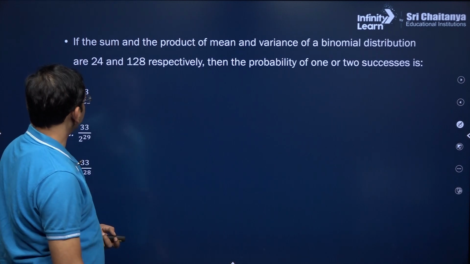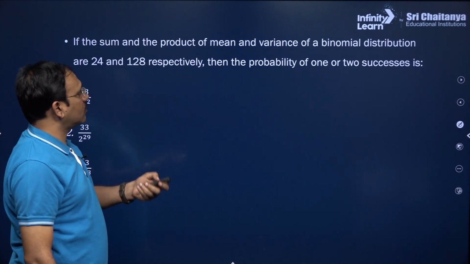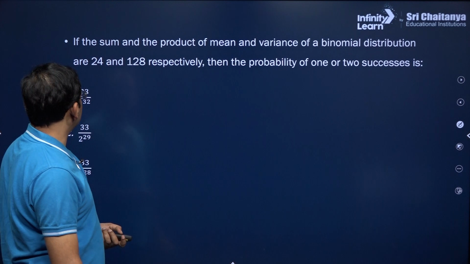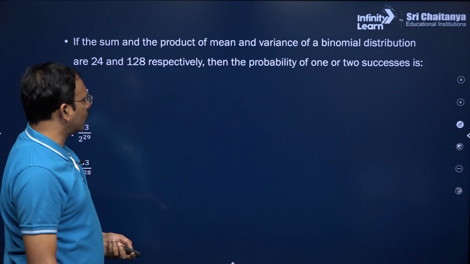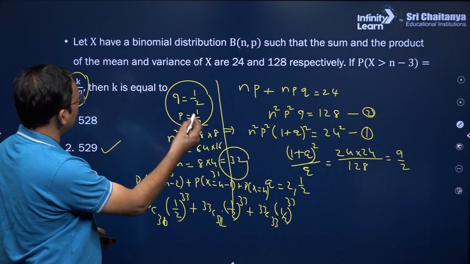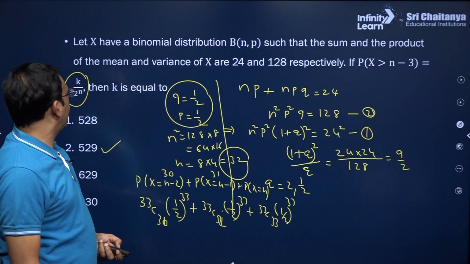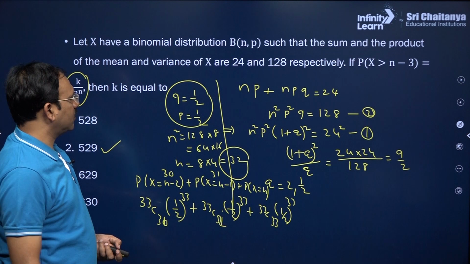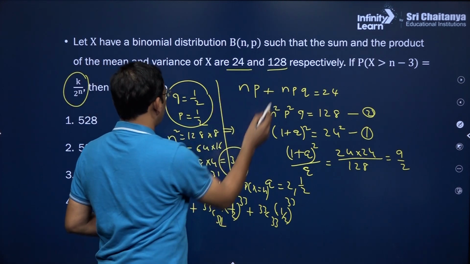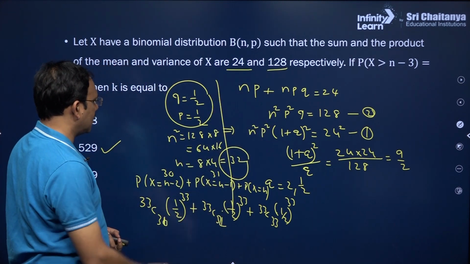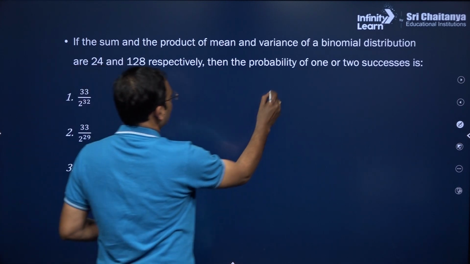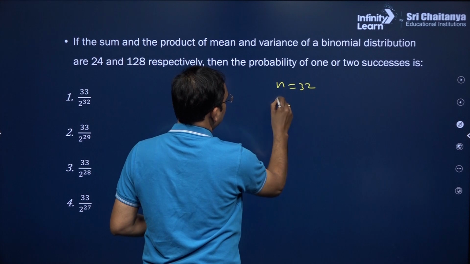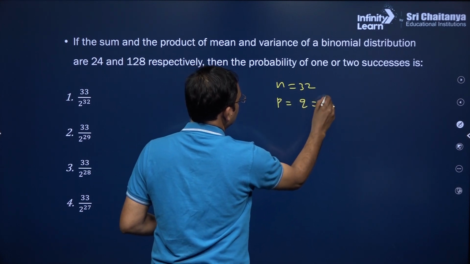Next, my dear friends, the sum and product of mean and variance of a binomial distribution are 24 and 128. So, the same kind of question we have done here. You see, sum and product of mean and variance of binomial distribution 24 and 128. You got here, my dear friends, n is 32, pq is 1 by 2. So, here after simplification you will get n is 32, p is equal to q is equal to 1 by 2.